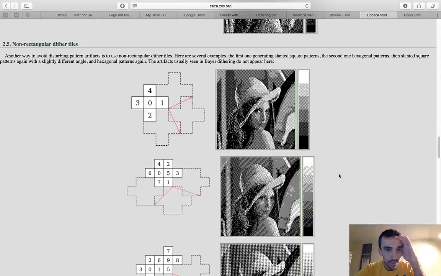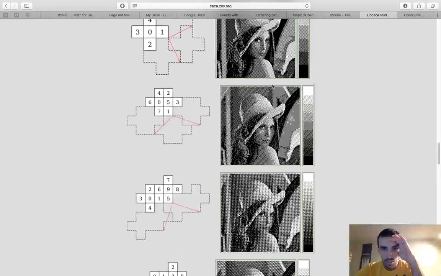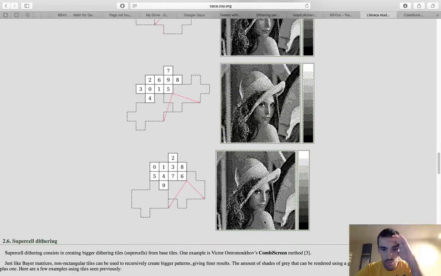This is very interesting. Non-regular dither tiles. Oh, I see what they're doing. And then they just tile these. So you take this pattern right here, 0, 1, 2, 3, 4, and then you just tile it over and over and over. You repeat it. And then you get more complex patterns. See, the more complex you get the patterns, the less it breaks up some of the patternness to it. You can see these lines right here, and the lines start to go away. So that's nice.